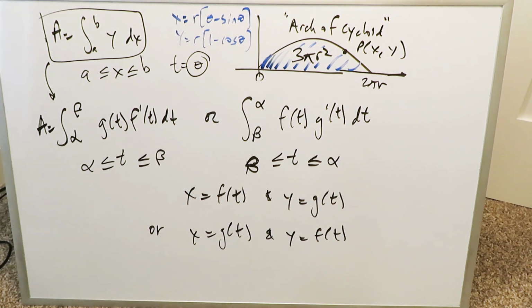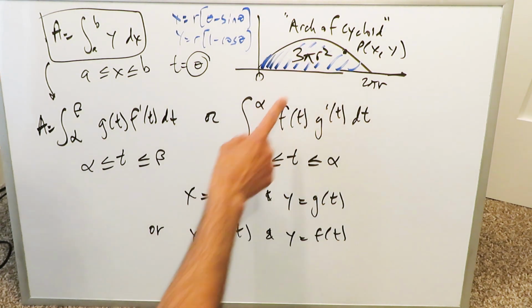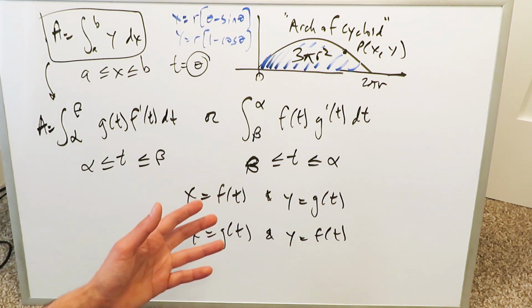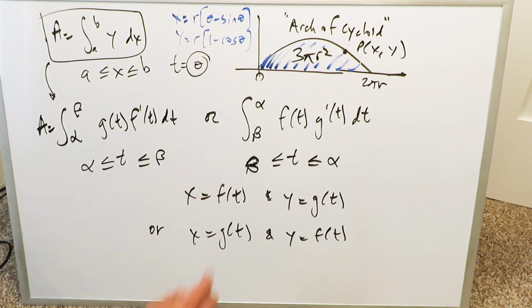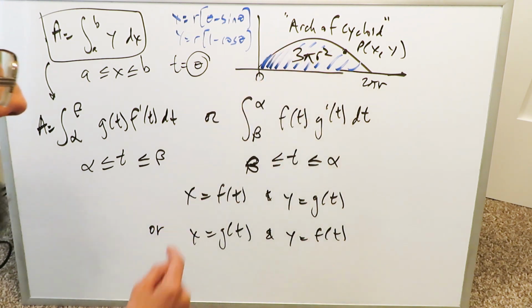I'm Mr. Ish. Thank you for joining me for this video where we are looking at this single arch of cycloid and the area below it. We know the area is 3 pi r square. The significance of that is it represents 3 times the rolling area of a circle. 3 times the rolling area of a circle is equal to 1 arch of the cycloid.